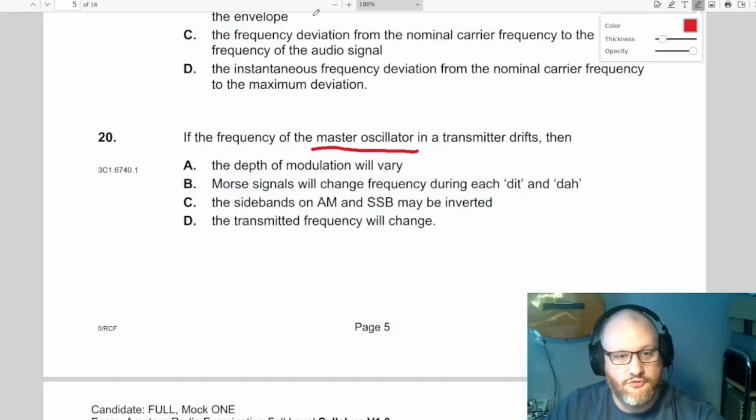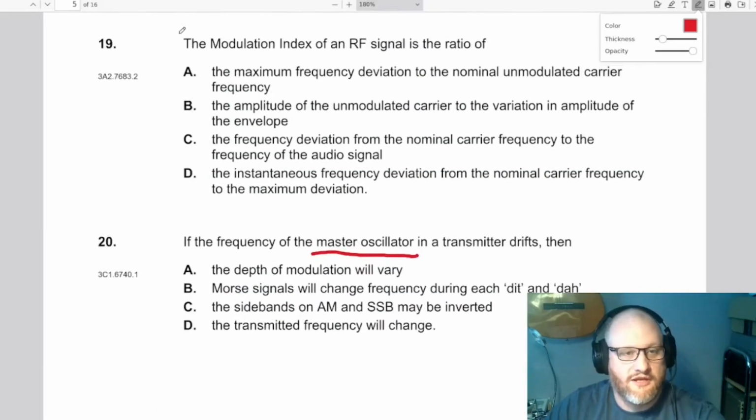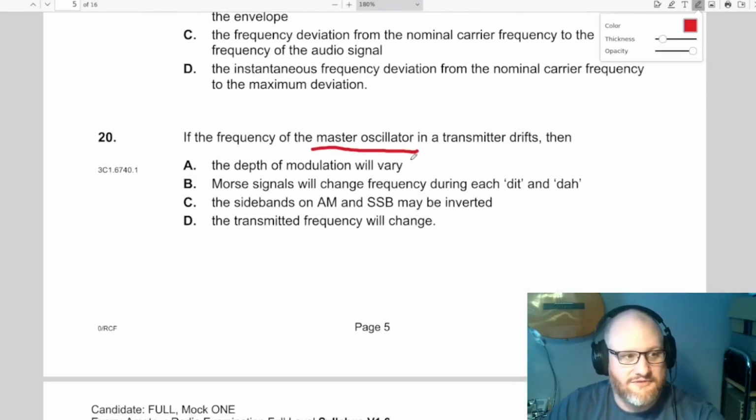So let's run through these answers and see which ones stick. So we've got A, the depth of modulation will vary. Well, if you're with me for question 19, we actually talked a bit about what the depth of modulation and modulation index is, and that isn't really frequency dependent. It's unlikely that there will be an oscillator driving that, so we can scrub that out.